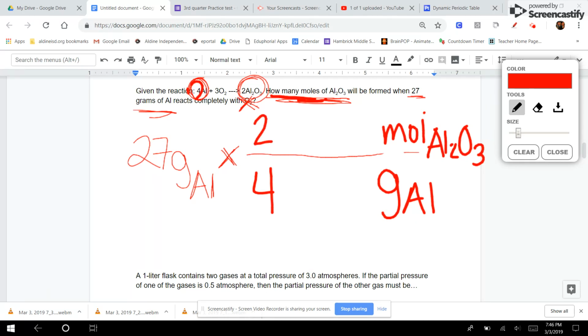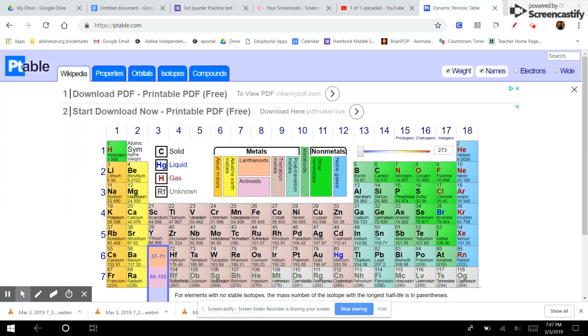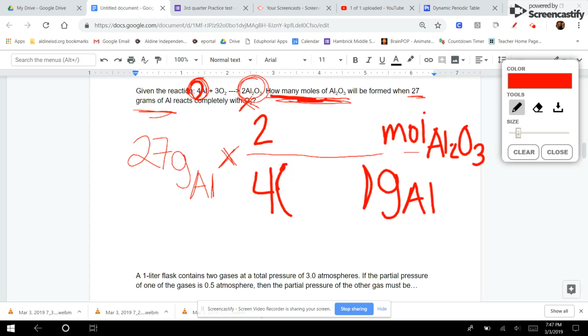And then you have to remember that whenever you see grams, you have to add parentheses and use your molar mass of that compound. For us, the chemical is aluminum, which means I just need to look at the periodic table for its molar mass. And the molar mass of aluminum is 26.982. So I'll go back over here, 26.982.